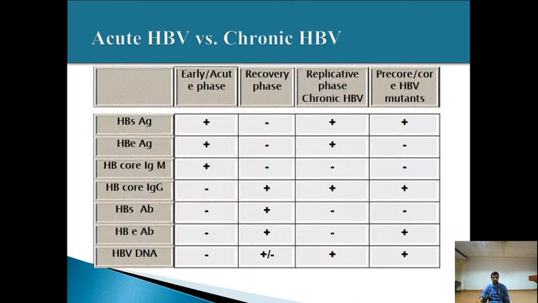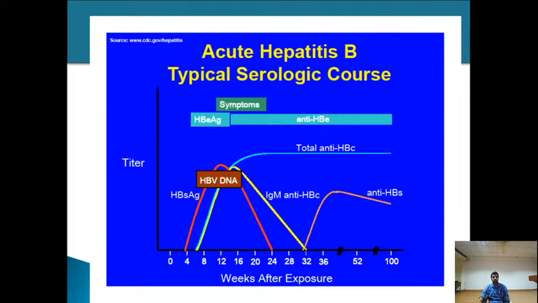Okay, again I need to show you this. So see, here is the acute hepatitis B serological course. Here I need to tell you some basics, like what is HBsAg, what is HBeAg, what is HBV DNA. So the hepatitis B virion has an envelope. On the envelope there is a surface antigen. The surface antigen is exposed to the outside surface. That's called HBsAg.